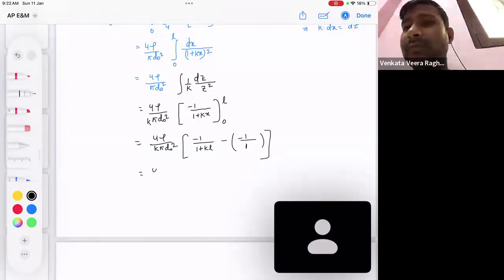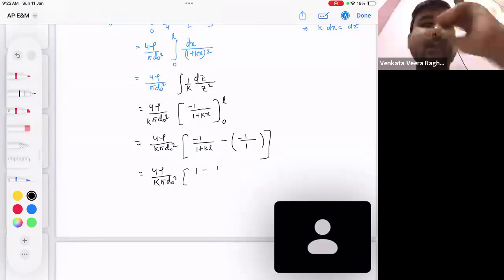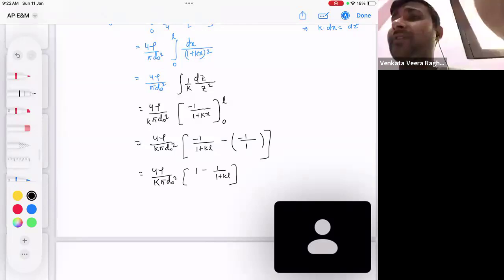If we can simplify it further, 4 rho k pi d naught square, 1 minus 1 by 1 plus k l. Further simplification can be done after taking LCM. We can take LCM and do the further simplification.